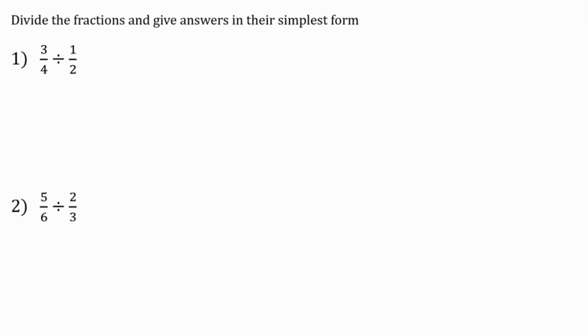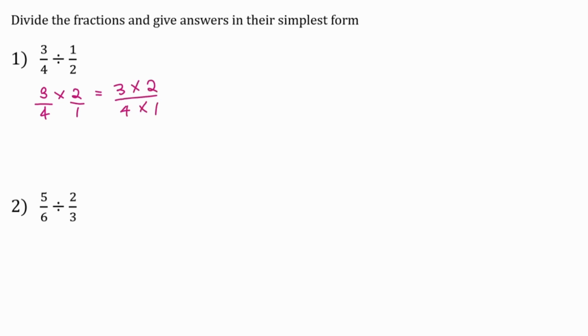So for number 1, I am going to keep my first fraction as it is, which is 3/4. I'm going to change my division sign to multiplication, and I'm going to flip the second fraction, meaning find its reciprocal, and that will be 2/1. So I can rewrite this as 3 times 2 over 4 times 1.